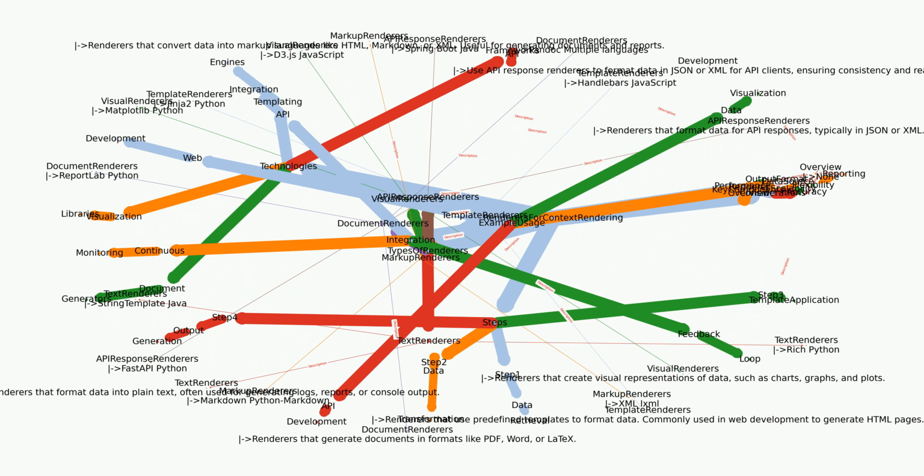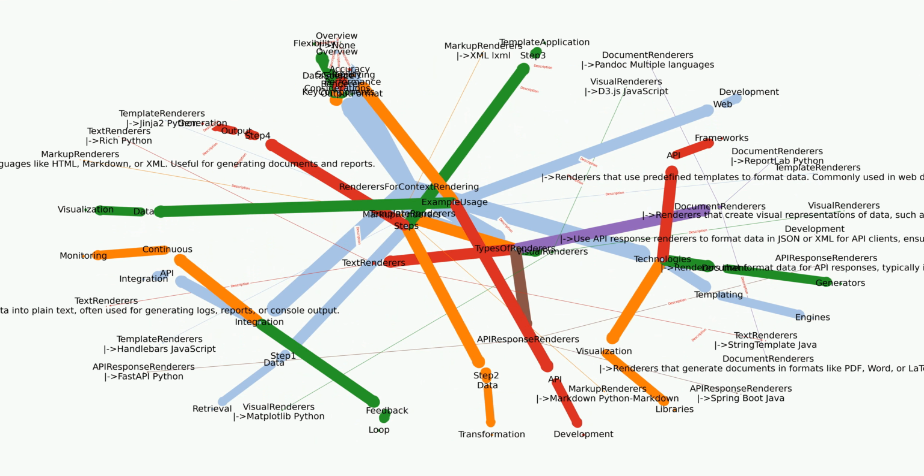Document generators. Description. Tools that generate formatted documents in various formats like PDF, Word, or LaTeX from structured data. API frameworks. Description. Frameworks that facilitate the creation and rendering of API responses, ensuring data is formatted correctly for clients.